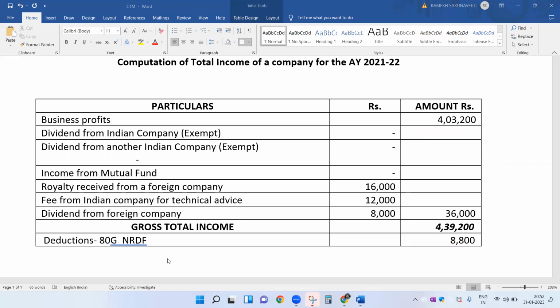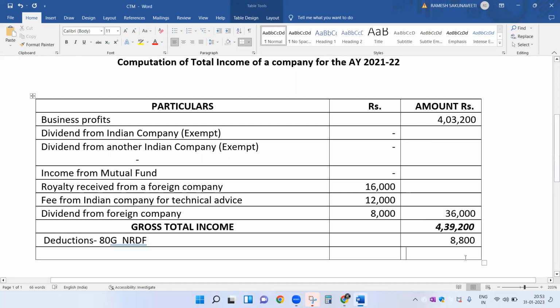Okay, so I am continuing this. 4,39,200 minus 8,800. So what is the net amount? You tell. 4,30,400, sir. 4,30,400. Okay. So this is total income. Please remember, this is total income.